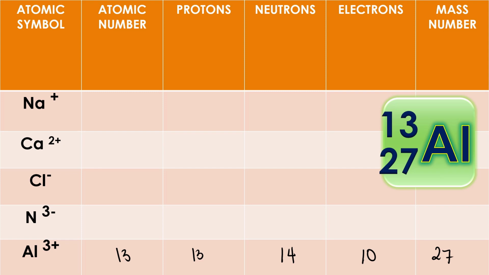And that's all for this video. Always remember that the number of electrons is based on the charge that we have. If it is positive, all you have to do is subtract that number from the number of protons, and if it is negative, you're going to add that number to the number of protons to determine the number of electrons.